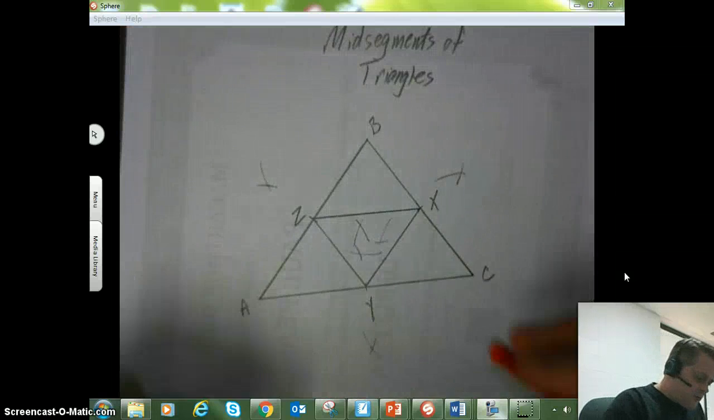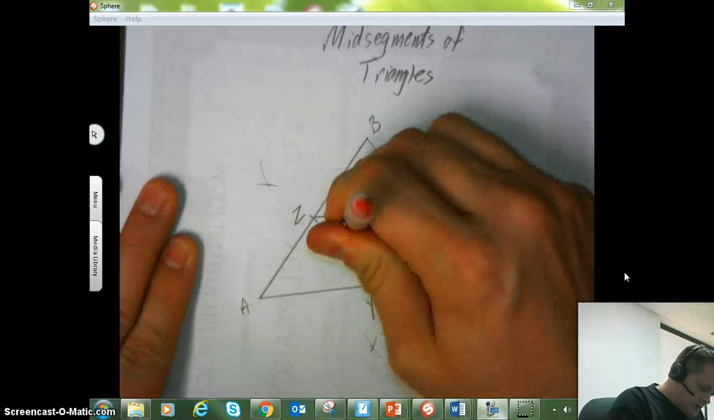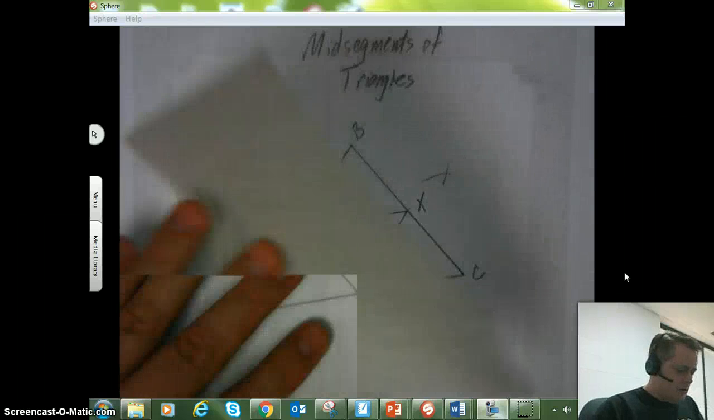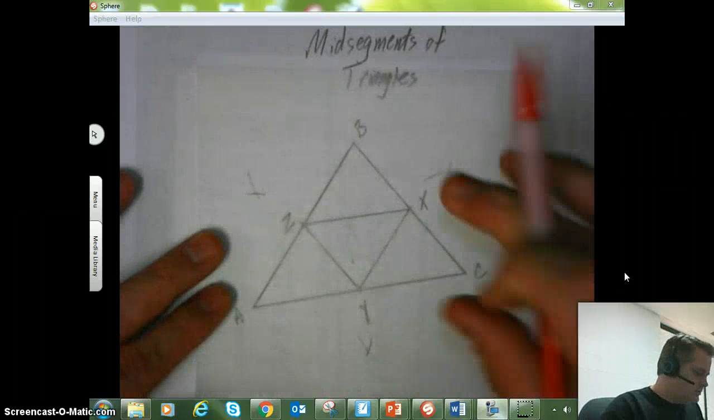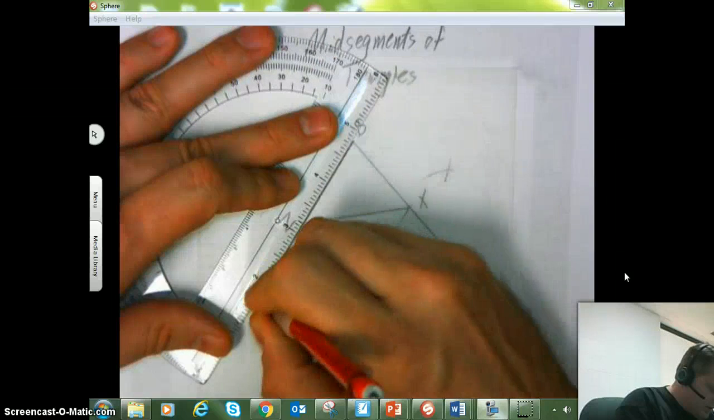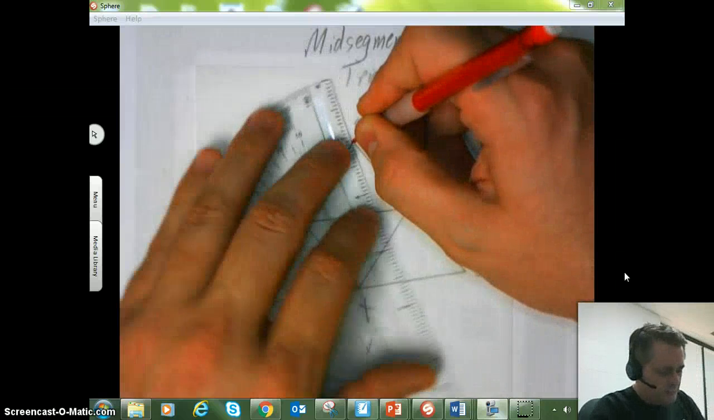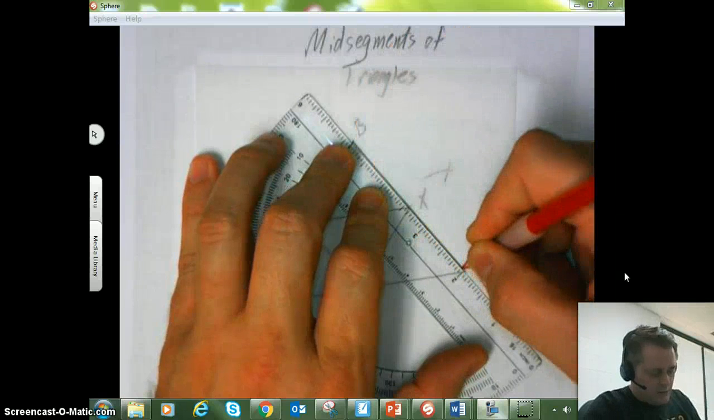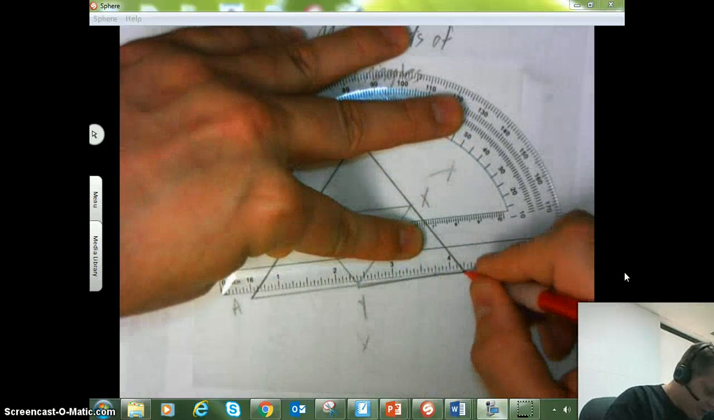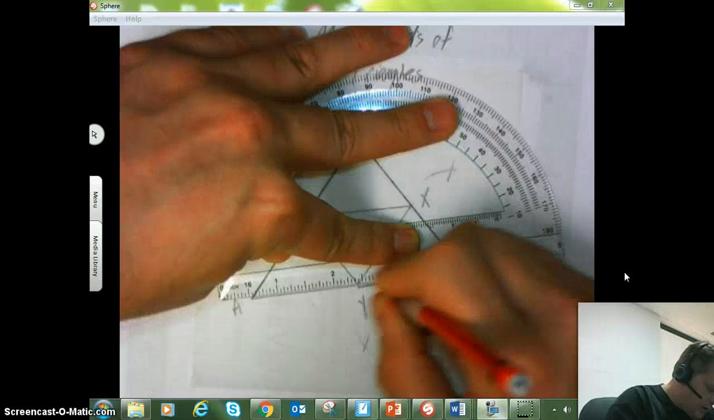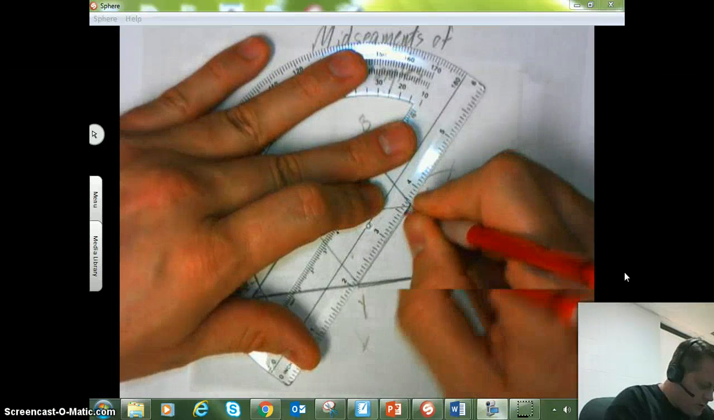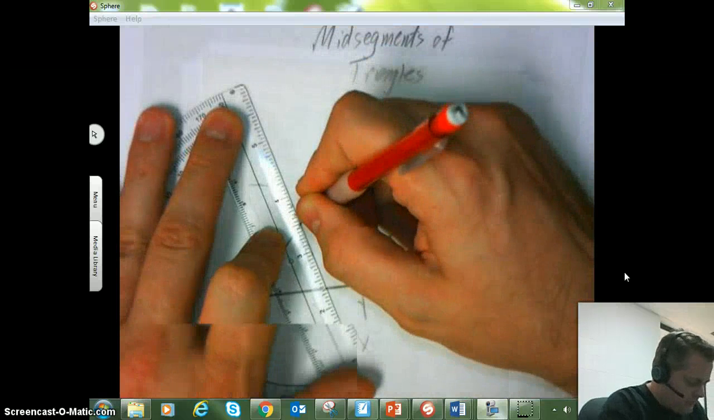Now, I'm going to go ahead and just clean up these construction marks here. You can still kind of see them. I just want them to not be completely in the way. Now, the other thing that I'm going to need for this particular construction or investigation is a piece of patty paper or something semi-transparent, so that way I can copy my triangle and manipulate it fairly simply.